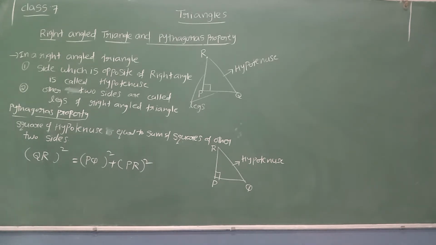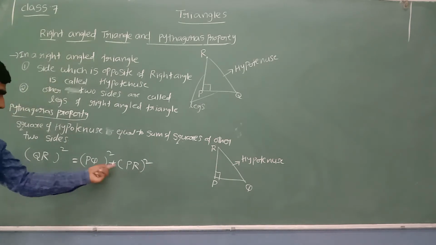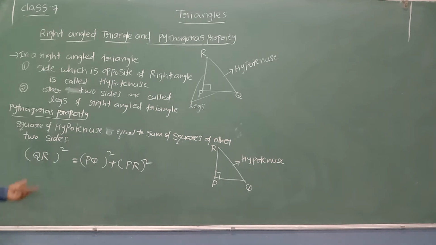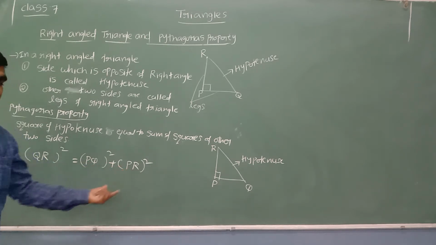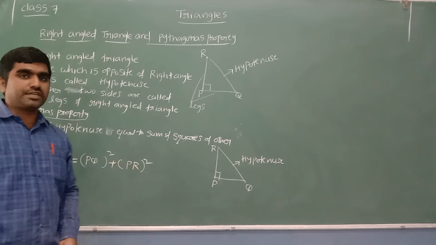What is the Pythagoras condition? Square of the hypotenuse is equal to the sum of the squares of the other two sides. Or we can say that hypotenuse square is equal to side square plus side square.